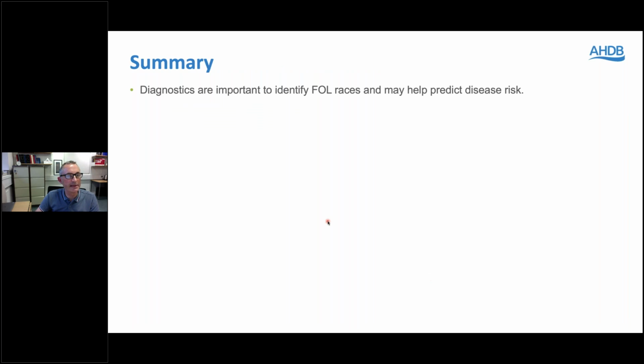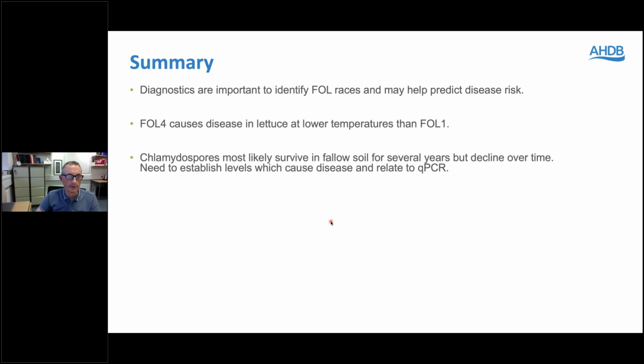So just in summary then, diagnostics can be particularly important to identify FOL races, and we're hoping that they may also help predict disease risk. We've shown that FOL4 causes disease in lettuce at lower temperatures than FOL1. There is a problem of these chlamydospores surviving in fallow soil for several years, but they do decline over time, and we're trying to establish the levels which cause disease and relate this to our molecular diagnostics.